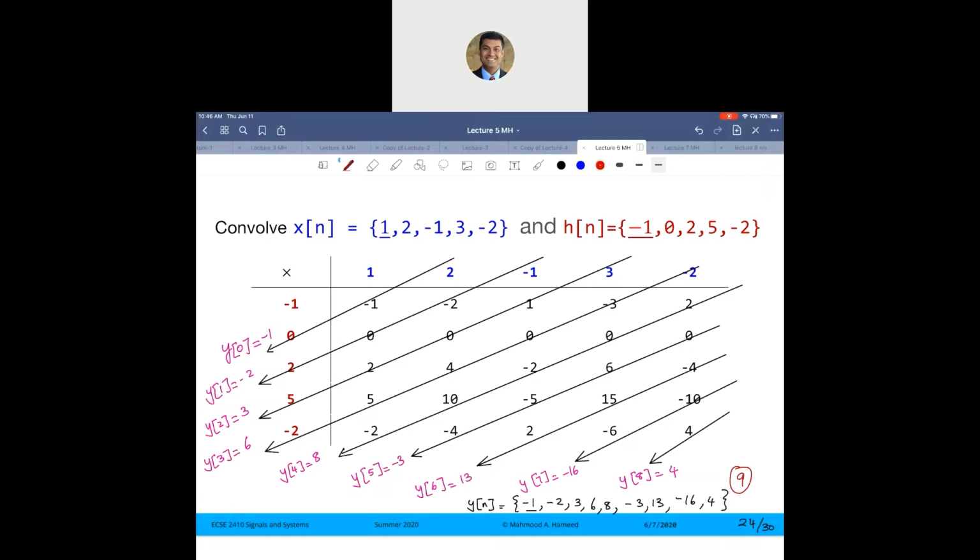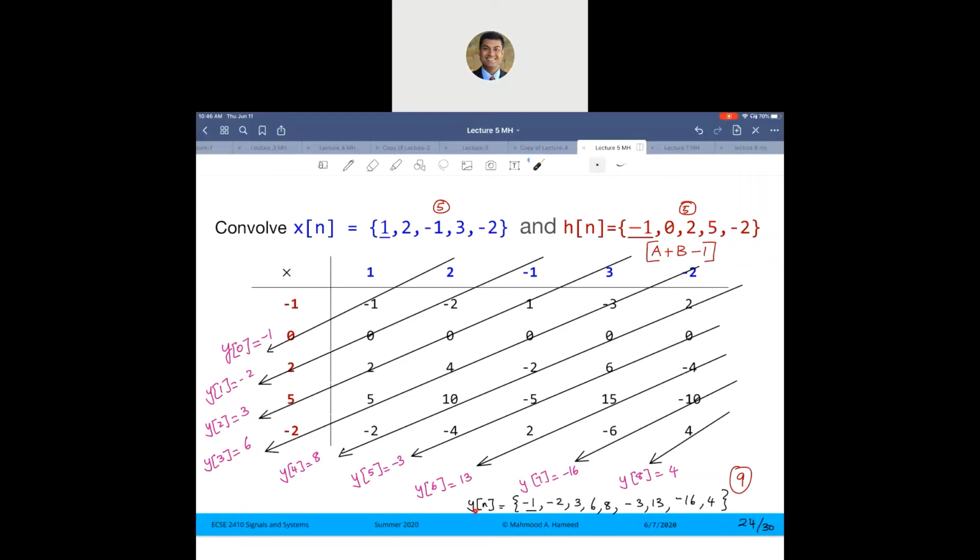Is that number related to the number of elements in the signals that are being convolved? Yes, it is directly related. Because here you have 5, here you have 5. So you add up the number of elements in the first sequence and the second sequence and subtract a 1, that will be giving you the number of elements in the output sequence. Now, a few things to note here.